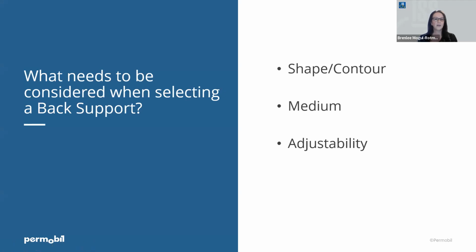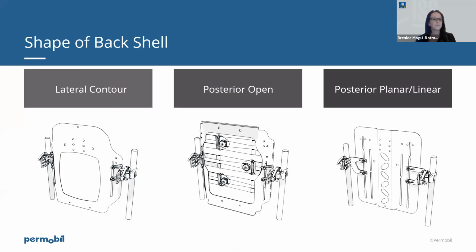So once we figure out what our client issues and needs are, then we've got to translate this to product features or characteristics. A back support consists of a shape and a contour of the shell, an inside medium or material, and then the possible adjustability that's going to be available through the hardware. So let's go through each one of those.